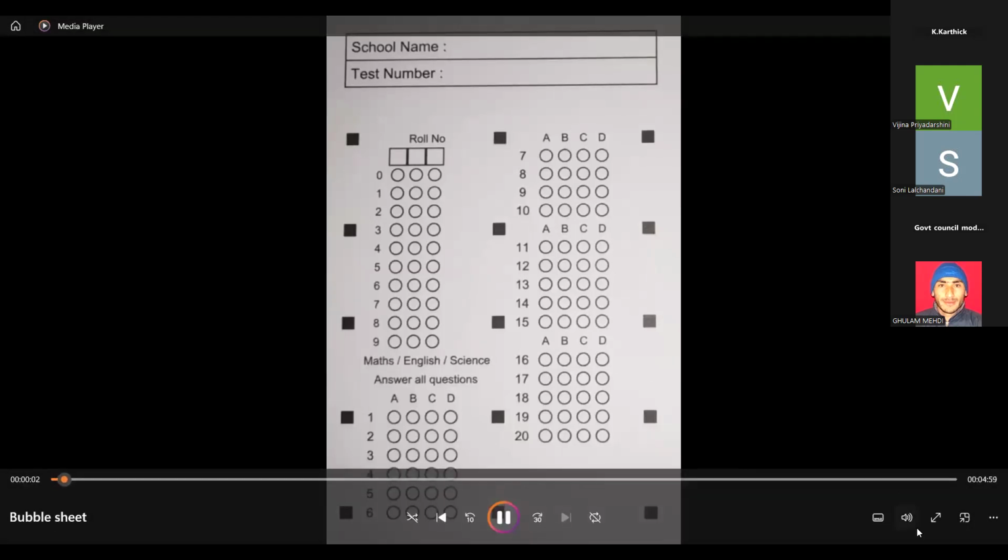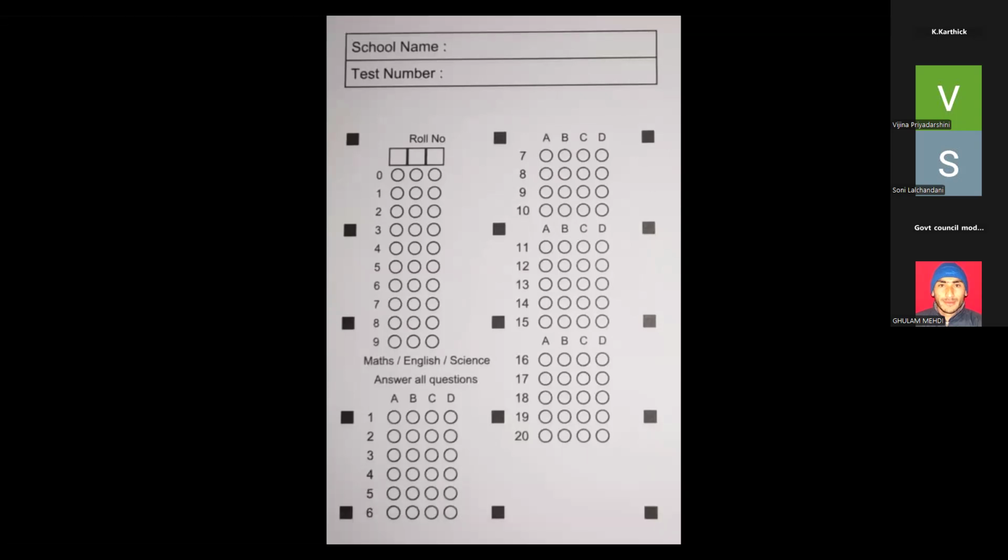Welcome to Vidya Shakti MCQ answering system. Your school would have been given a bubble sheet. This is called a bubble sheet. In this, first you have to write school name. Remember, you should write school name only in English in capital letters.